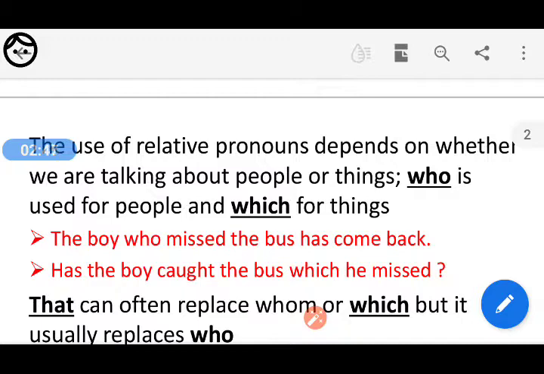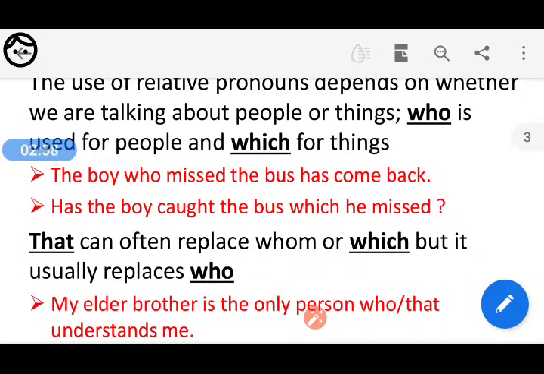Accordingly, has the boy caught the bus which he missed? Now you see the bus, with which. That can often replace whom or which, but it usually replaces who. Instead of who you can use that, and also instead of whom you can use that. So that can be used in all these places.